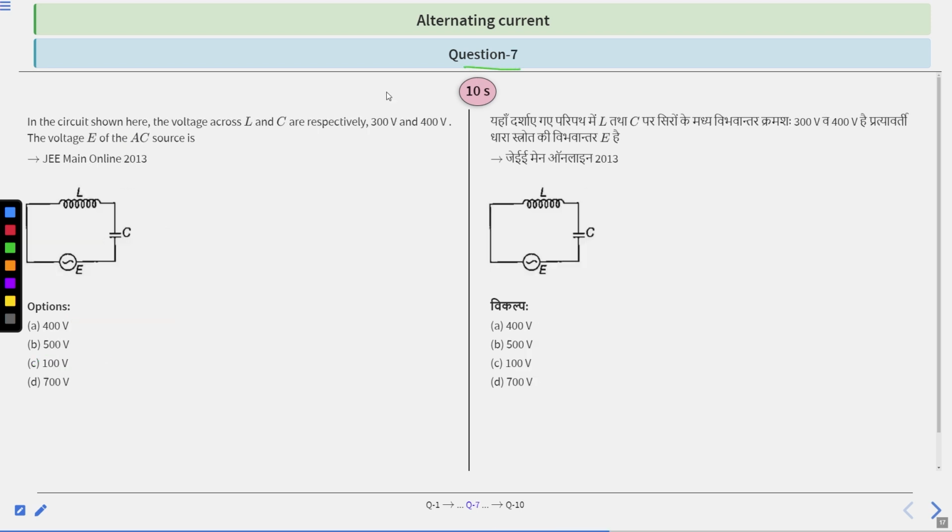Next question. Question 7. In the circuit shown here, the voltage across L and C are respectively 300 volt and 400 volt. The voltage E of the AC source is what? Given options: option A is 400 V, option B 500 V, option C 100 V, and option D 700 V. Which option is correct? You have 10 seconds to solve this question. After 10 seconds, we will provide the solution.